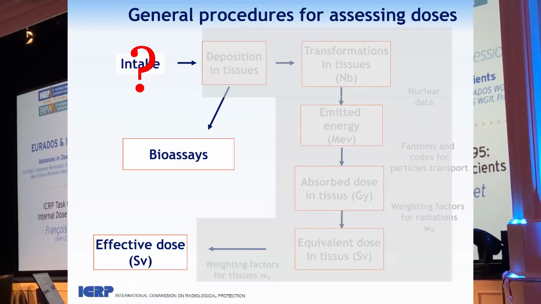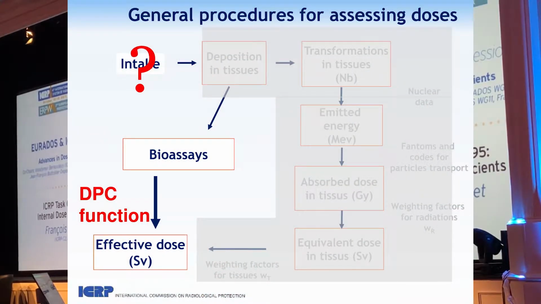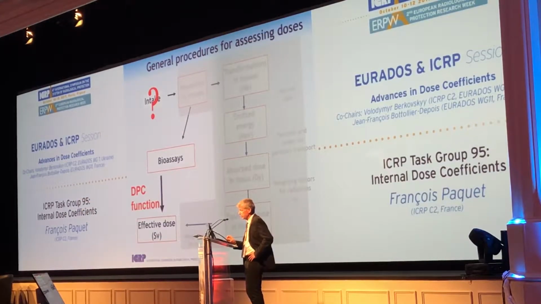Now, sometimes you have a worker who comes to you with some contamination and for whom you have no idea of the intake. In that case, you may have access to what we call bioassay, which is the measurement of the radioactivity either in the lung or in the body or in the feces or in the urine. Once you have this bioassay, what ICRP proposes is to use directly the information of the radioactivity in the bioassay, by using the DPC function, the dose per content function, to derive directly the effective dose.